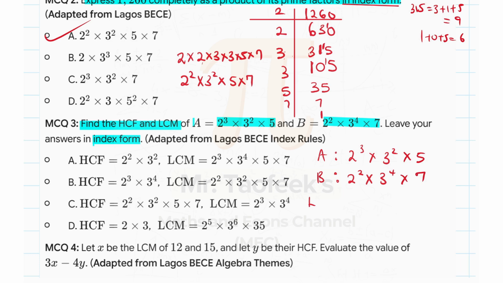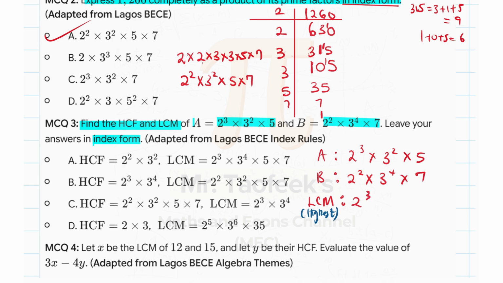You see, when they say the LCM, you just have to look at the index numbers, right? The LCM is basically, you're looking at the highest power. So remember, LCM is what? The highest power. So when you're looking for the LCM, you're looking for the highest power of the prime factors. So if you compare 2 to the power of 3 and 2 to the power of 2, which one has the highest power? 2 to the power of 3.